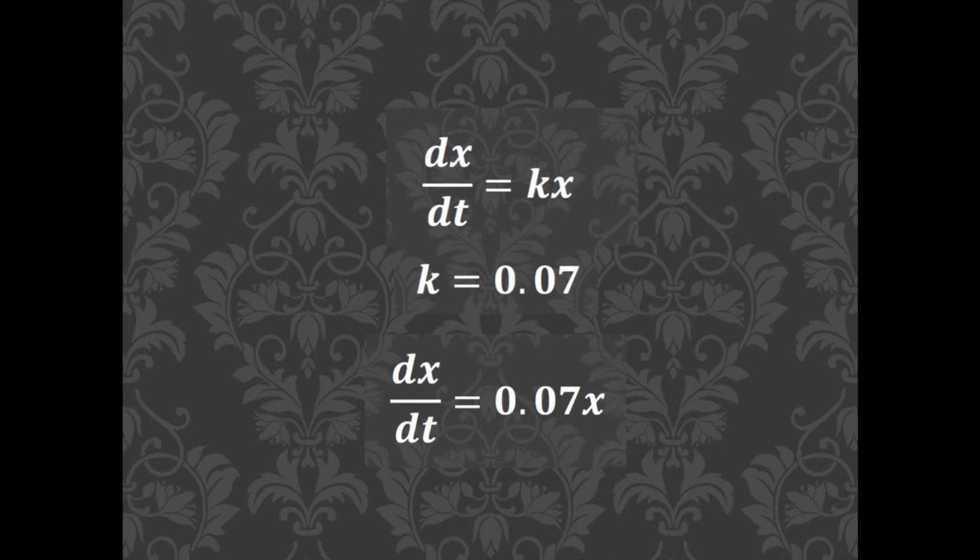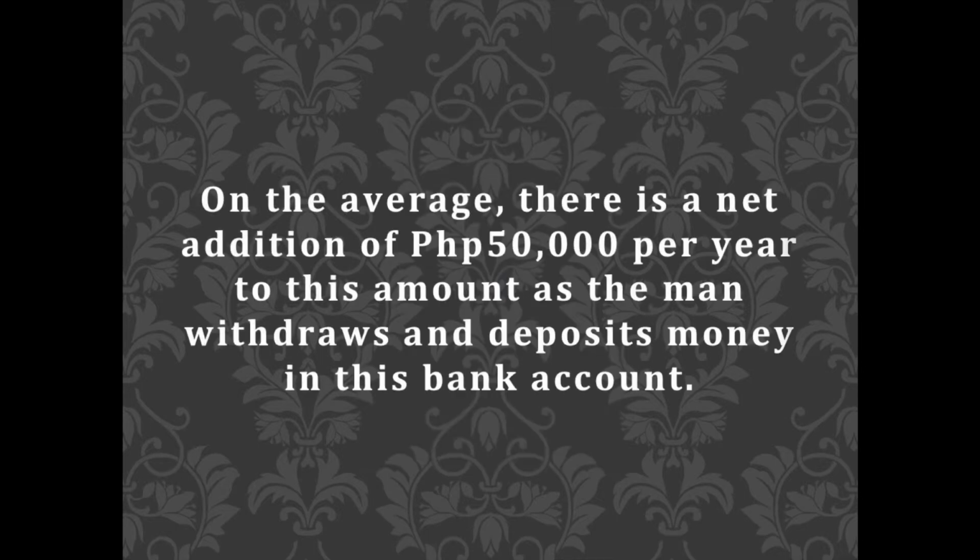In the next sentence in the problem, it is stated that the net addition to the amount of money in the bank every year is 50,000 pesos due to the withdrawals and deposits of the man. This should not be confused with the bulk deposit of 50,000 pesos at the end of every year. Let's illustrate this to get a clearer understanding.